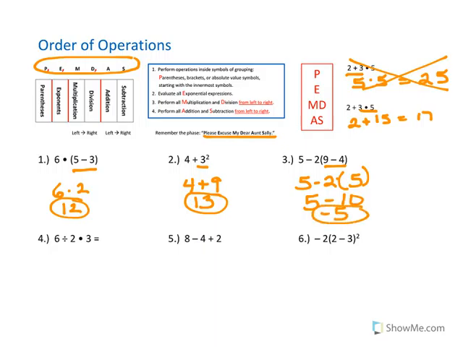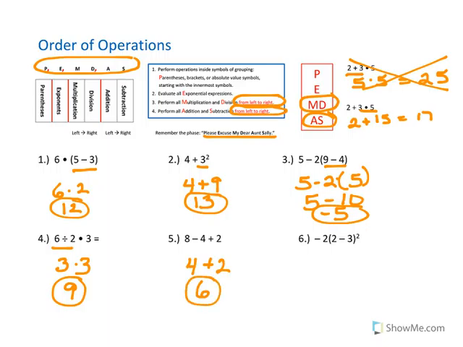Now this is interesting down here because I have division and multiplication. And what am I going to do first? Well, you do not multiply first. You do whatever comes first. In other words, you're supposed to go from left to right if you have multiplication and division together. So I'm going to divide first because that comes first. That's going to be 3 times 3, or 9. Same thing with adding and subtracting. We're going to go left to right. 8 minus 4 is 4, plus 2 is 6.